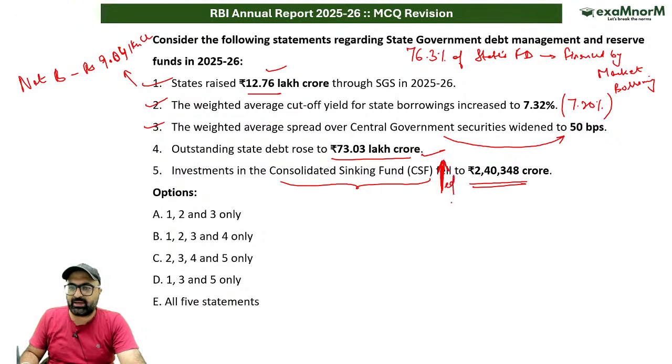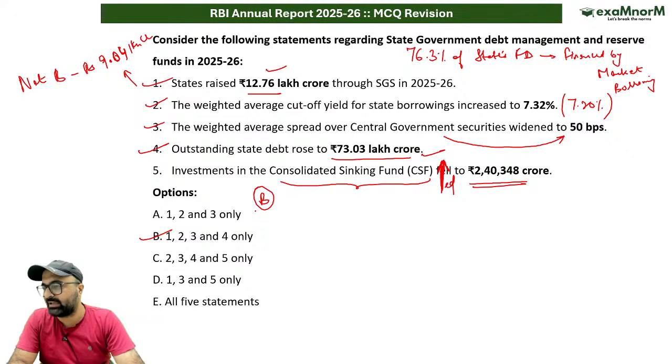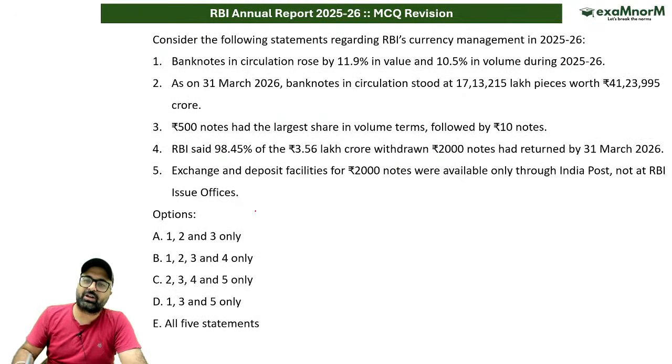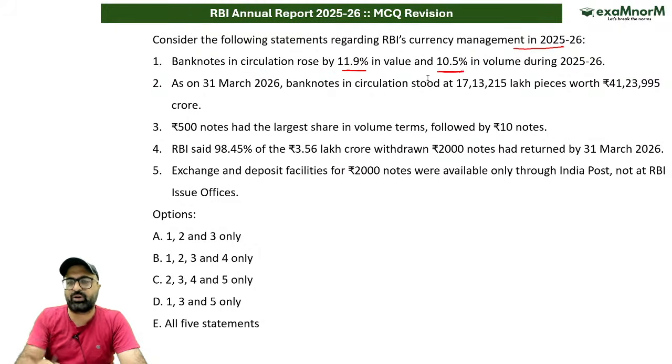So keeping that in mind, what will be the answer? The answer is 1, 2, 3, 4 are correct. Fifth statement is wrong. Data is correct, but it did not decrease. It has rather increased. Moving on to the next. Consider the following statement regarding the RBI's currency management in 2025-26. Banknotes in circulation have increased by 11.9% in value and 10.5% in volume. Is it correct? Any idea, guys?